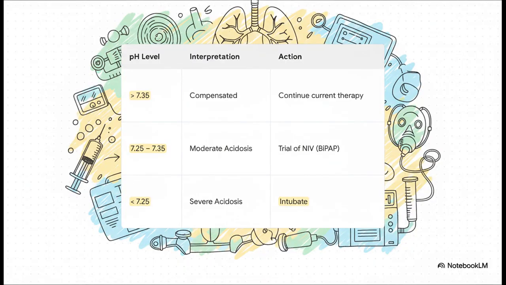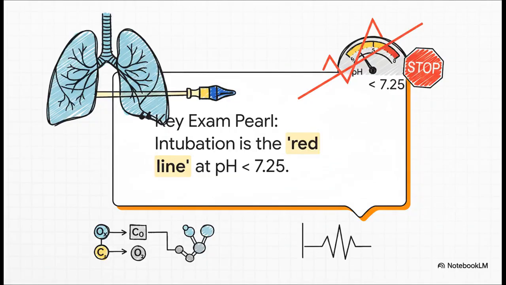Well, the answer is right there in the pH. This table is your absolute guide. If the pH is holding steady above 7.35, great, keep doing what you're doing. If you're in that gray zone between 7.25 and 7.35, a trial of NIV is totally reasonable. But if that pH drops below 7.25, that's it, game over. The patient is in severe acidosis, NIV isn't working, and the decision is made for you. You have to intubate.